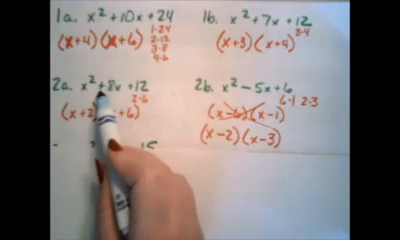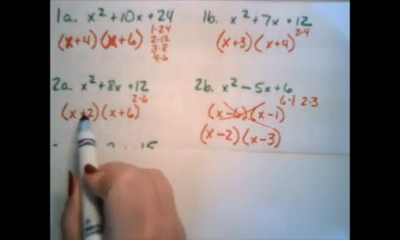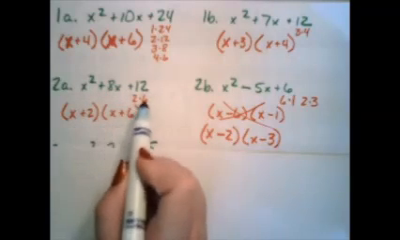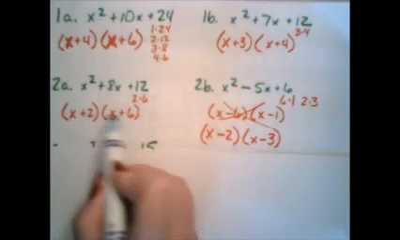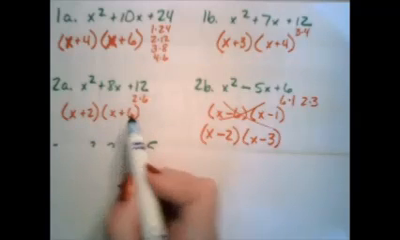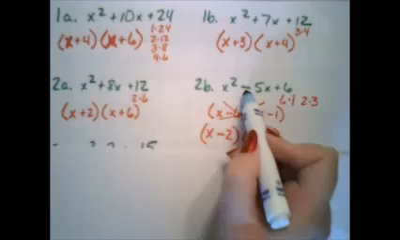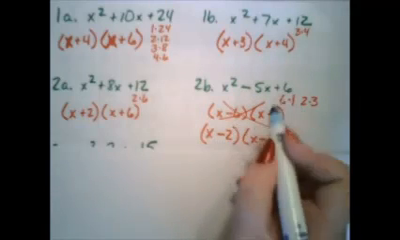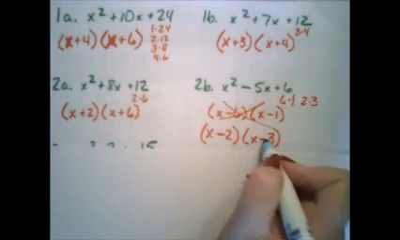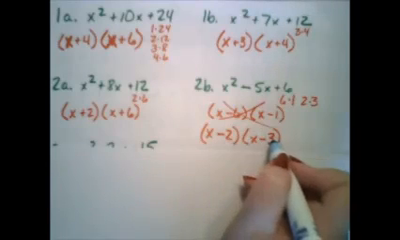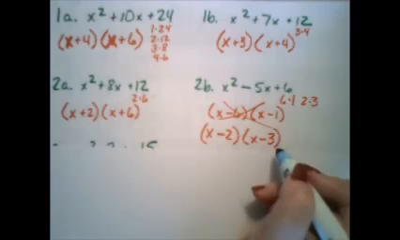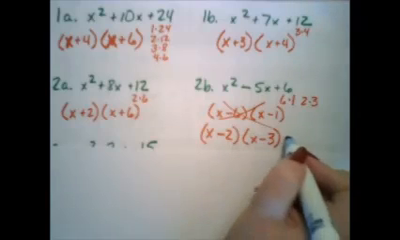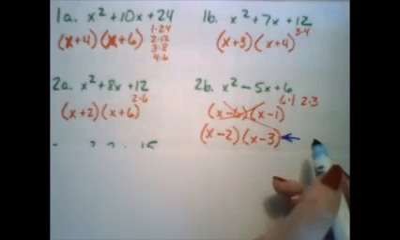So in checkpoint 2, I've got plus and plus, so the answers are going to be plus. And my numbers are 2 and 6. In 2b, I've got a minus and a plus. So I know that both my numbers are going to be negative, and they're going to add up to 5. So this one is correct.